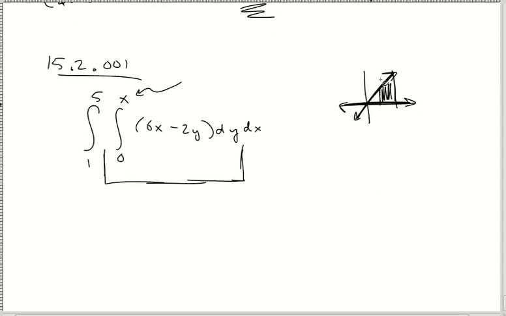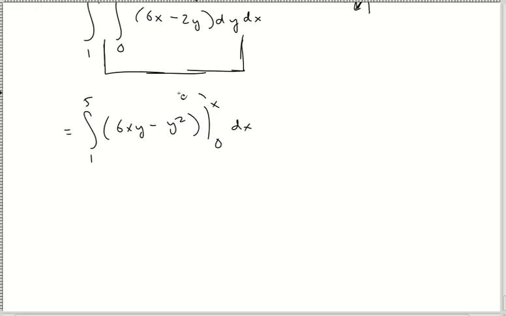Of course, we're not looking for the area here, because notice that we actually have a z value. Therefore, we're looking for the volume. But we don't have to go that far. We're just asking what a double integral is. So from 1 to 5, we integrate this in terms of y. We get 6xy minus y squared over 2. The 2's cancel, making y squared only, from 0 to x.